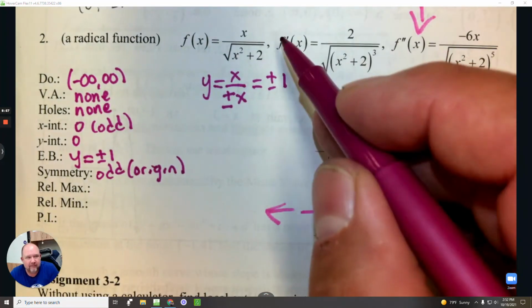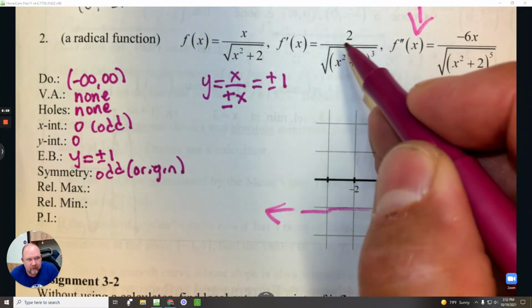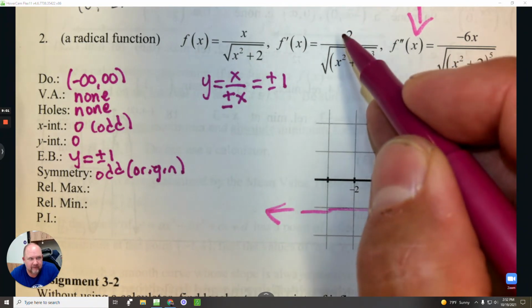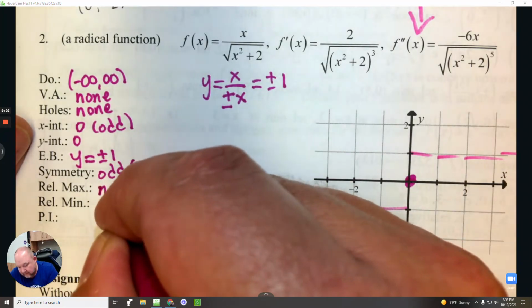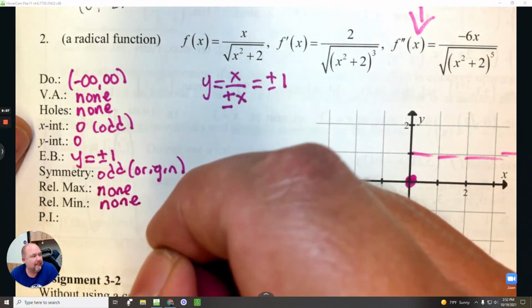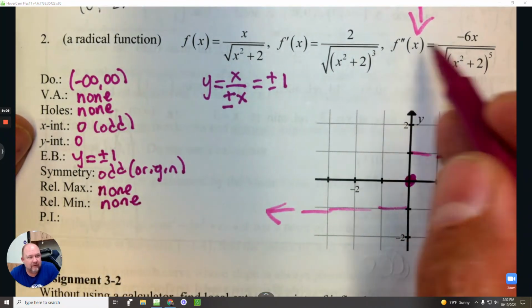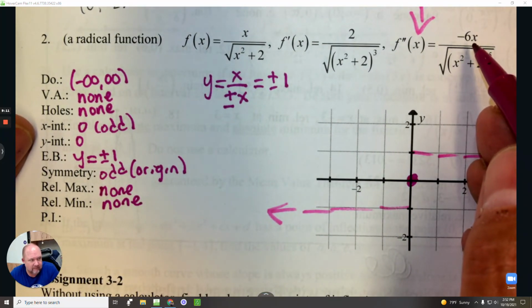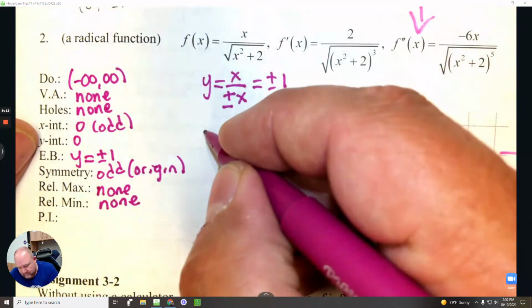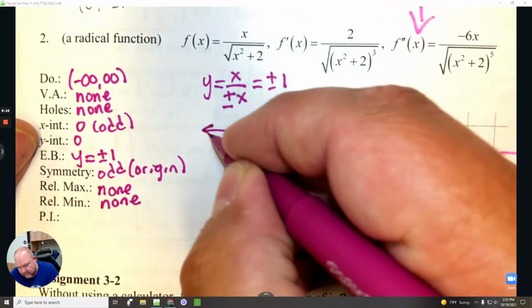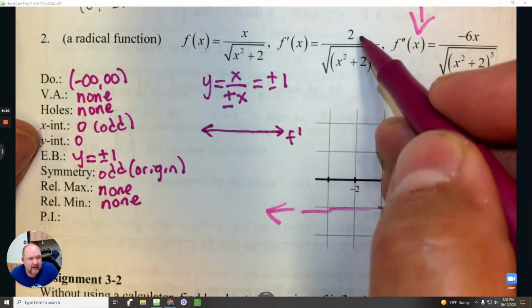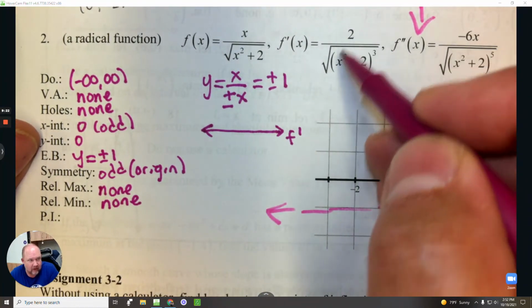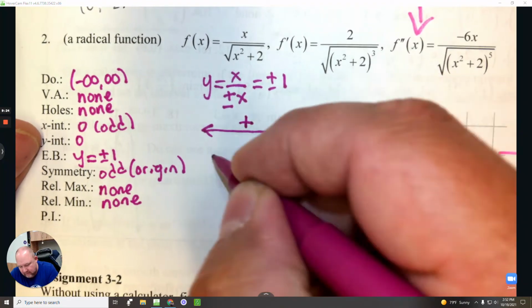Maximums and minimums come from the first derivative. Look at the numerator. There's nothing that makes it 0. So we have no maximums or minimums because we have no critical numbers. And then if I look at the second derivative, 0. So let me make sure that I understand. So for the first derivative then, no matter what number I put into the first derivative, it will always be positive, so it's only increasing.